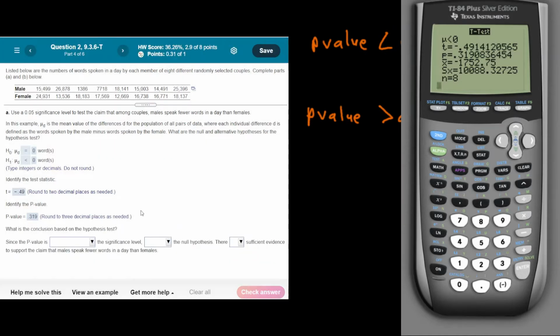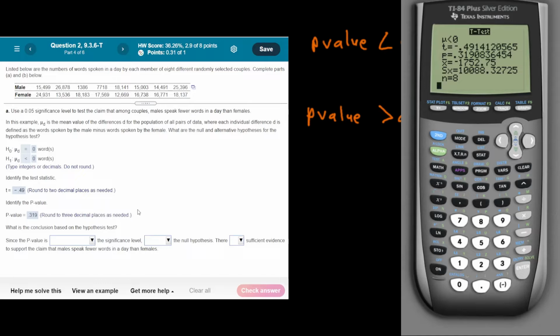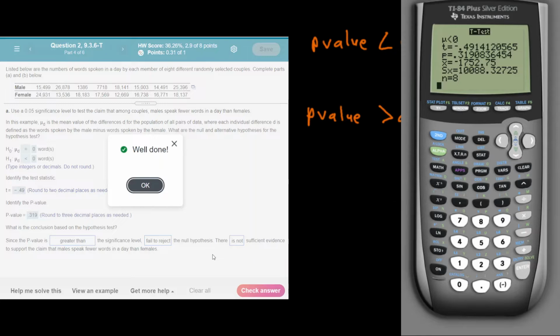Well done. Okay, what is the conclusion based on a hypothesis test? Well, let's compare our p-value. It's 0.319. I'm sorry, it's greater than 0.05. So that's going to be a fail to reject. All right, so let's state that it's greater than your significance level. We're going to fail to reject the null hypothesis. And whenever you fail to reject, there is not enough evidence to support the claim. So very consistent with the last couple of chapters that we've done.